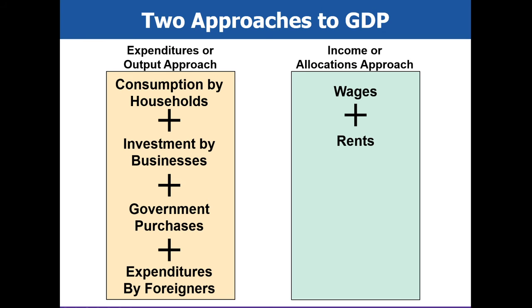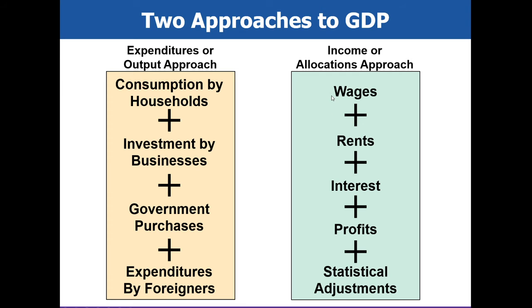Then we go to the income approach. What you want to notice about the income approach is that wages is what we pay labor. Rent is what we pay for land. Interest is the cost of capital. Profits is the cost of the entrepreneur. So the income approach takes the four factors of production and their cost, adds those up, and that's the income approach. There's a slight statistical adjustment on this, right?